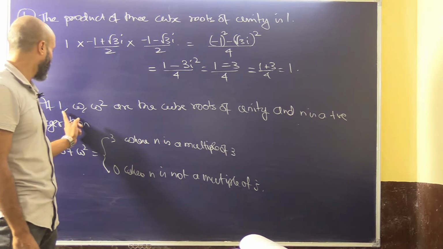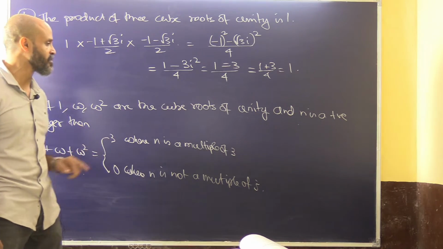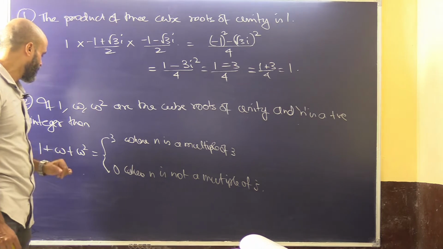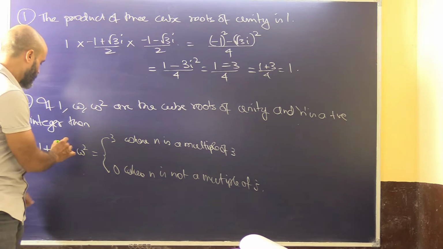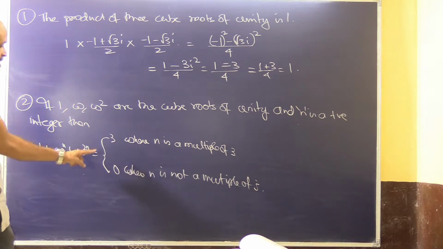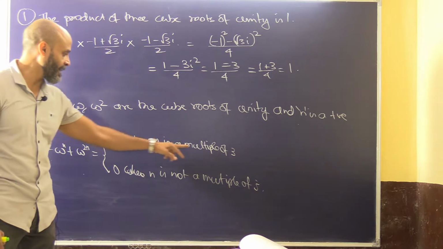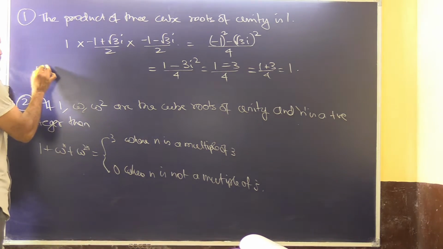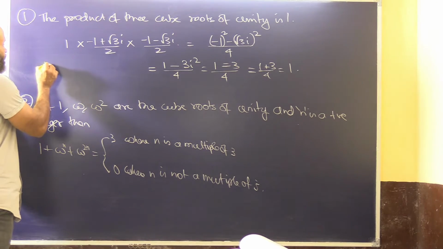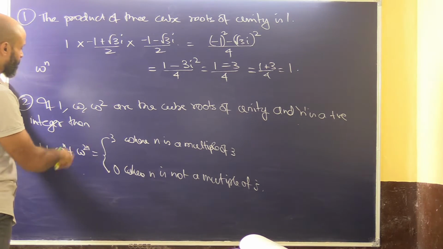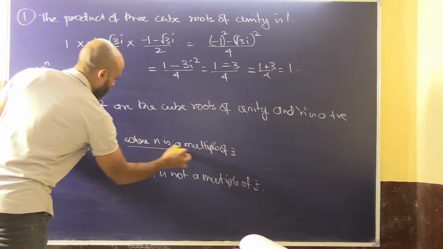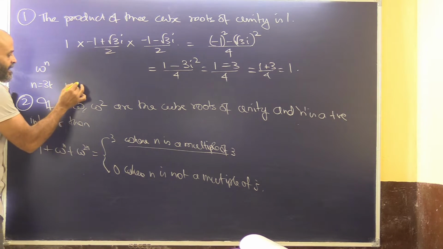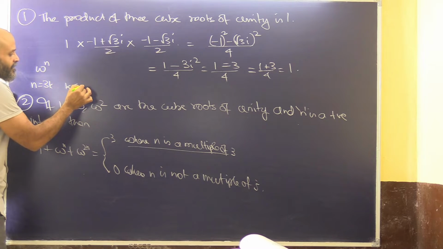Okay, if 1, omega and omega square are the cube roots of unity, and n is a positive integer, then 1 plus omega n plus omega 2n will be equal to 3 where n is a multiple of 3, and 0 where n is not a multiple of 3. So let's look at this. Now if we have omega and let's say n, a positive integer that is a multiple of 3, we can express n as 3k, where k is an integer or positive integer.